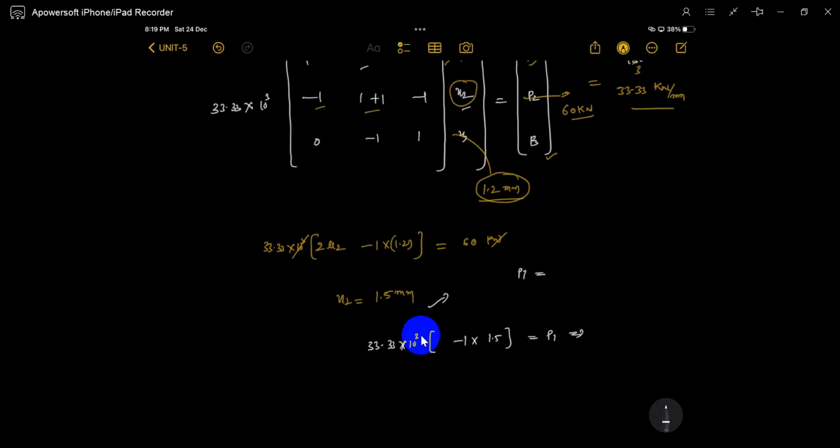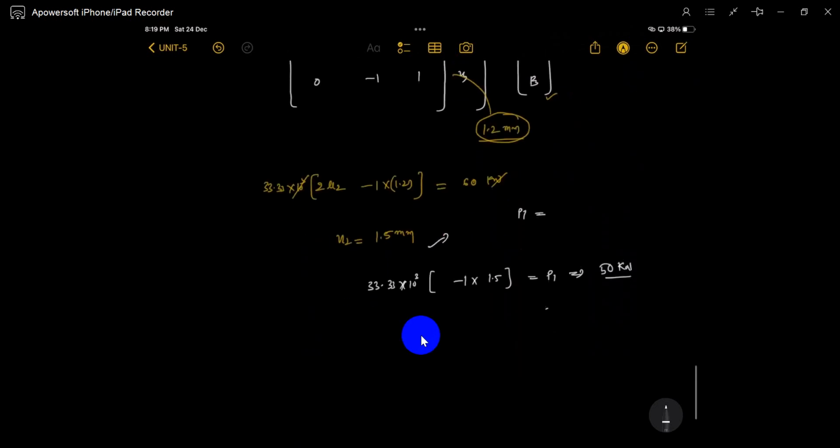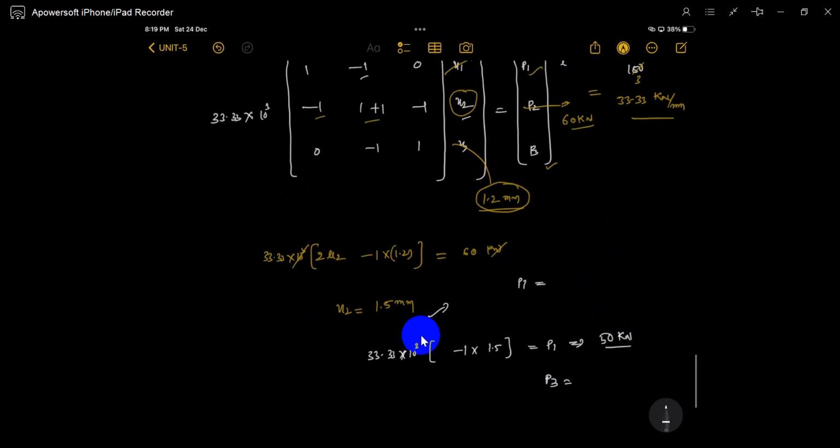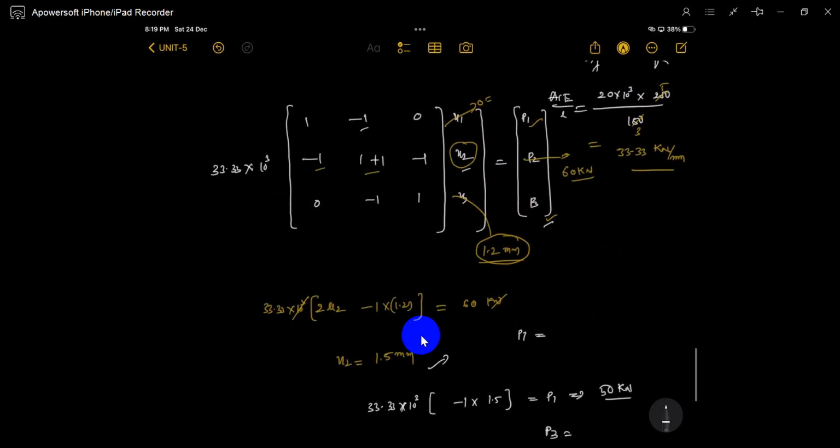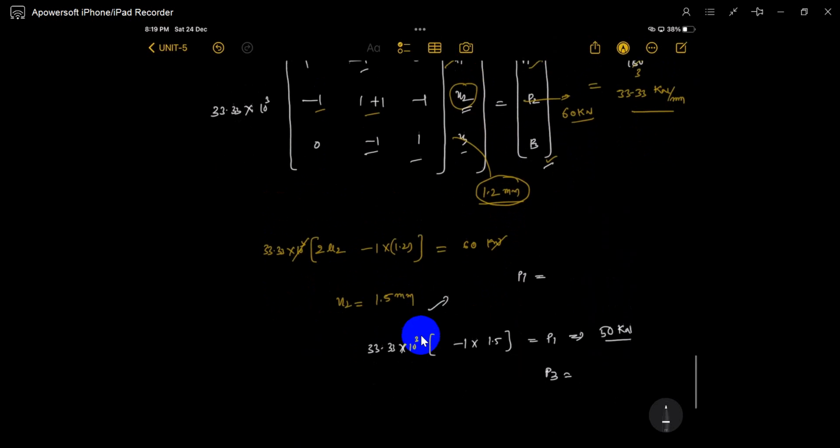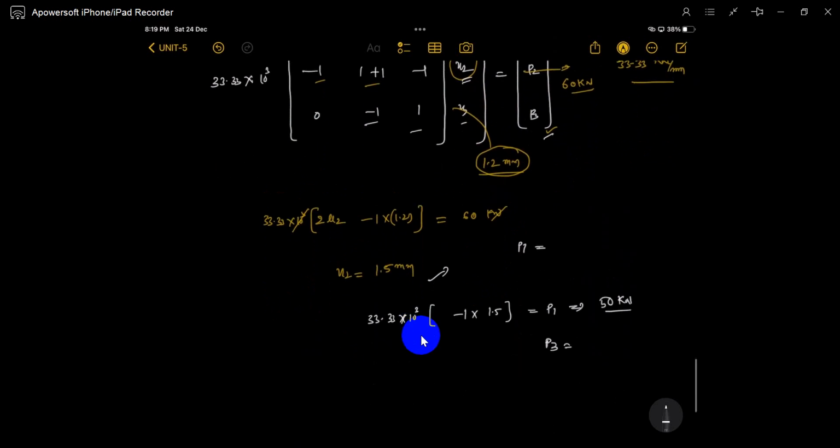So what is the p2 value? Sorry, p1 value. So 33 into 1.5, it's 50. So approximately 50. So what is the p3 value? Just check it. So minus 1 into u2, 1 into u3 equal to p3. So what is that value? That value is 10 kilonewtons.